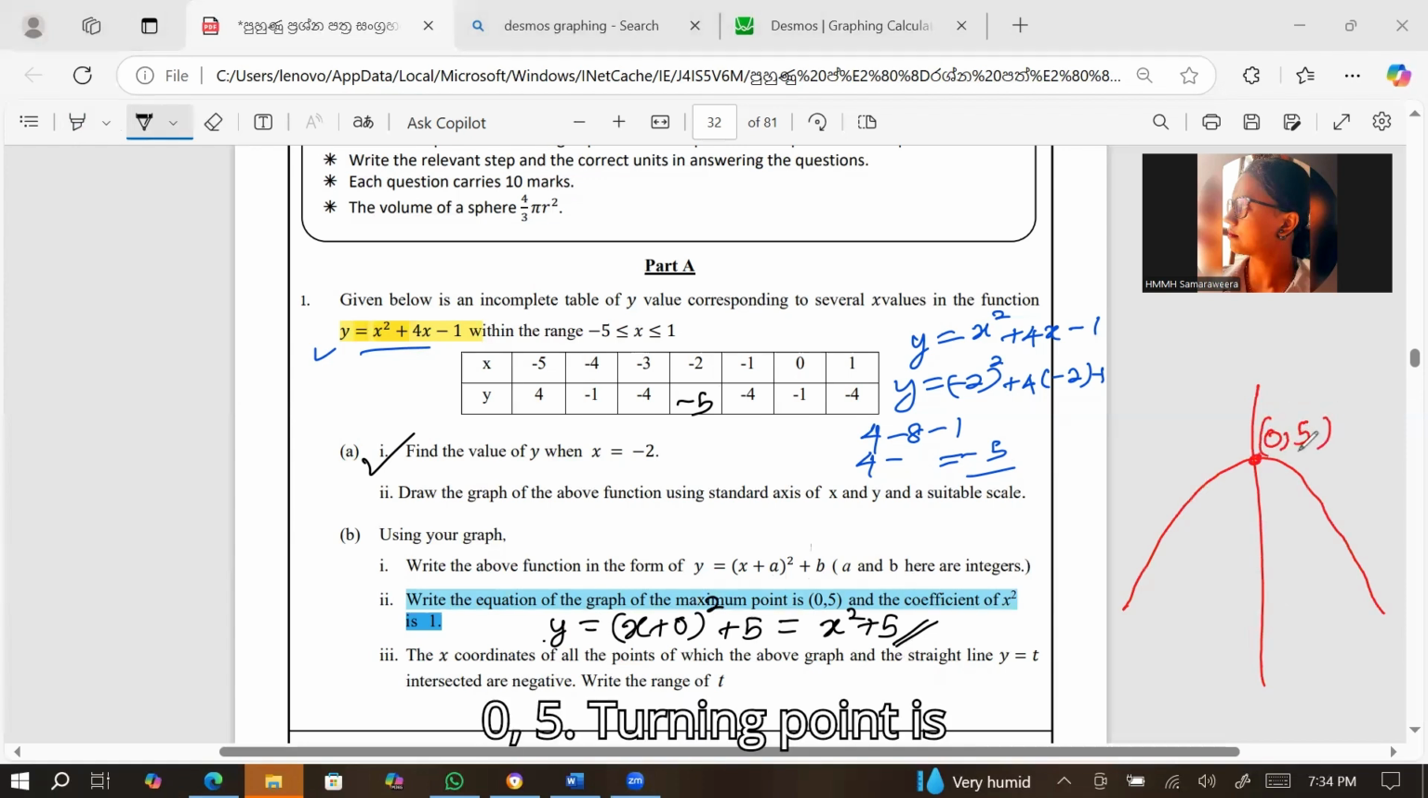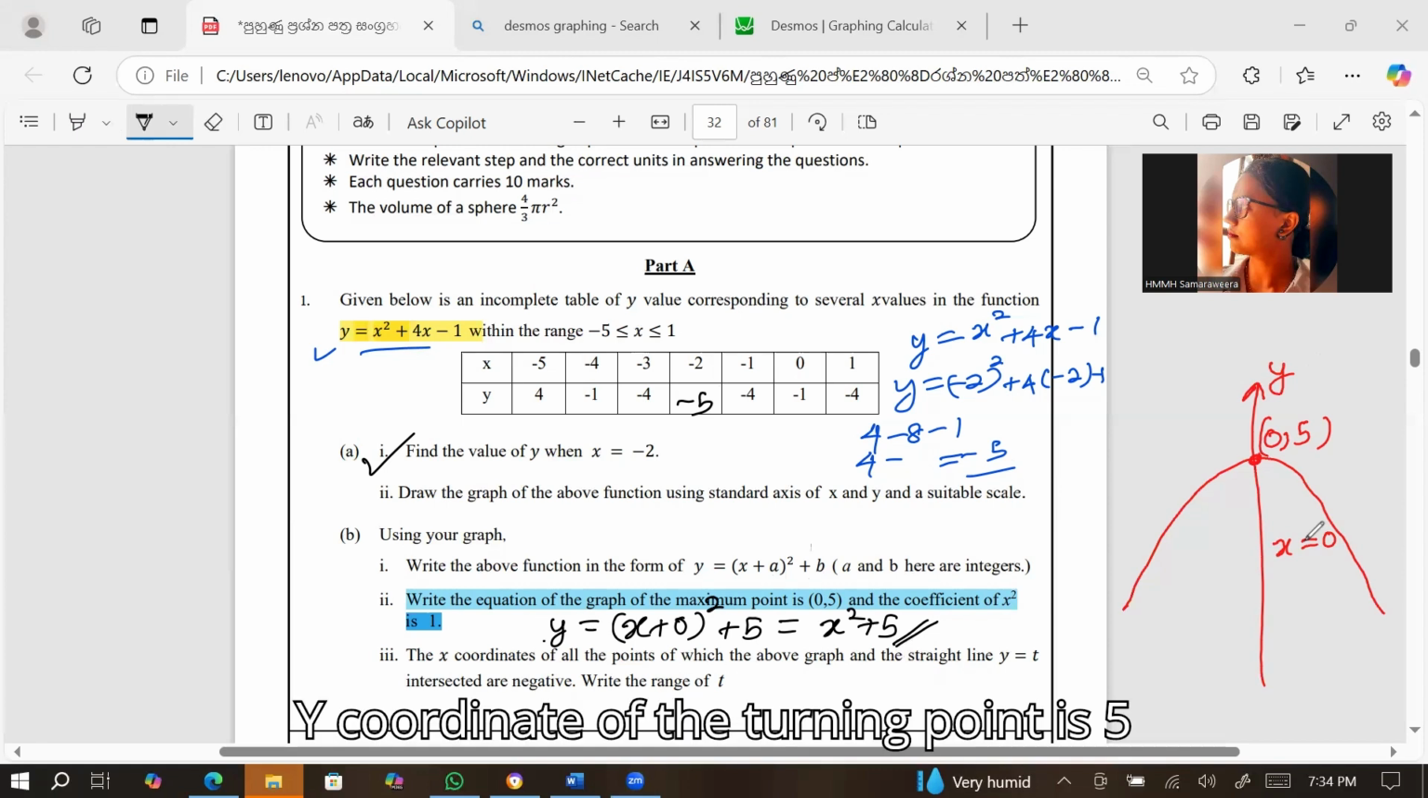Turning point is 0,5. Turning point is 0,5 means what is the axis of symmetry? Axis of symmetry is the y-axis or x equals 0. Right? And the y coordinate of the turning point is 5.